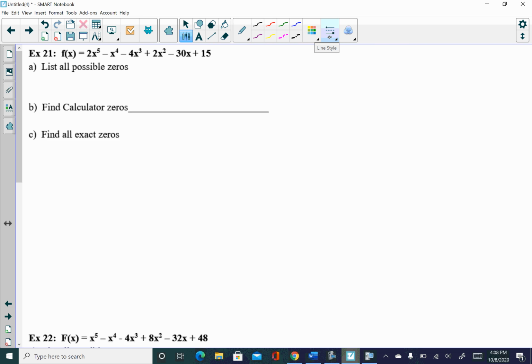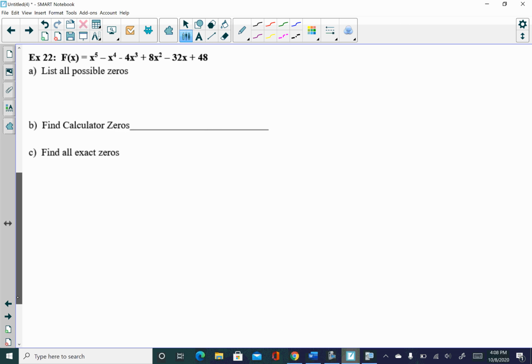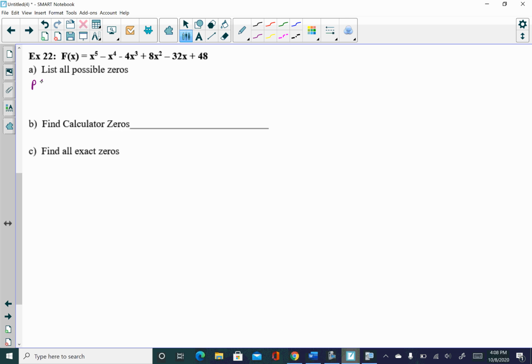All right, so in part A, they want us to list the possible zeros. So remember, p divides the last term. Oh, shoot, the page moved on me. P divides the last term, so p divides 48. And q divides the first term, so q divides 1.